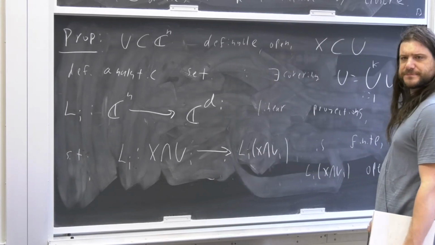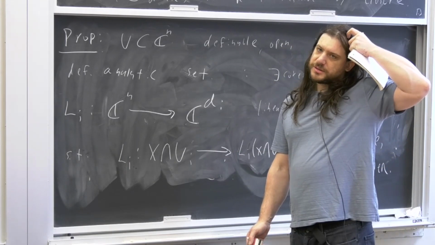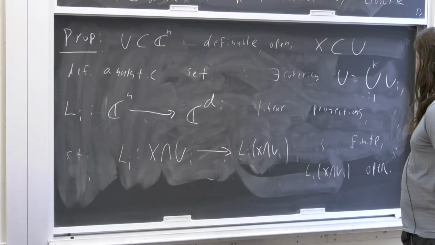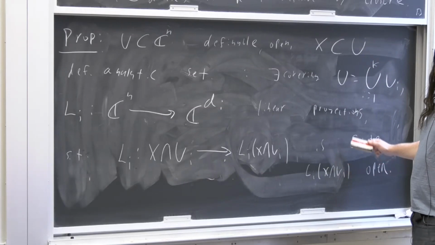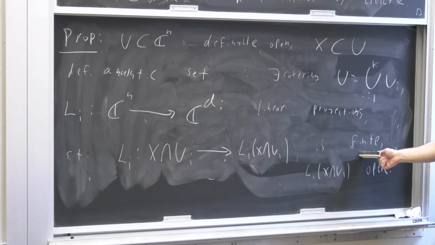The what? You should project generically in some linear direction of coordinates. No, these are arbitrary projections. Right, sure. But I think the condition that you want this map to be finite is trickier than it seems, unless I'm mistaken. Because being a finite map is more than just finite pre-images, right? You want it to be a proper map.